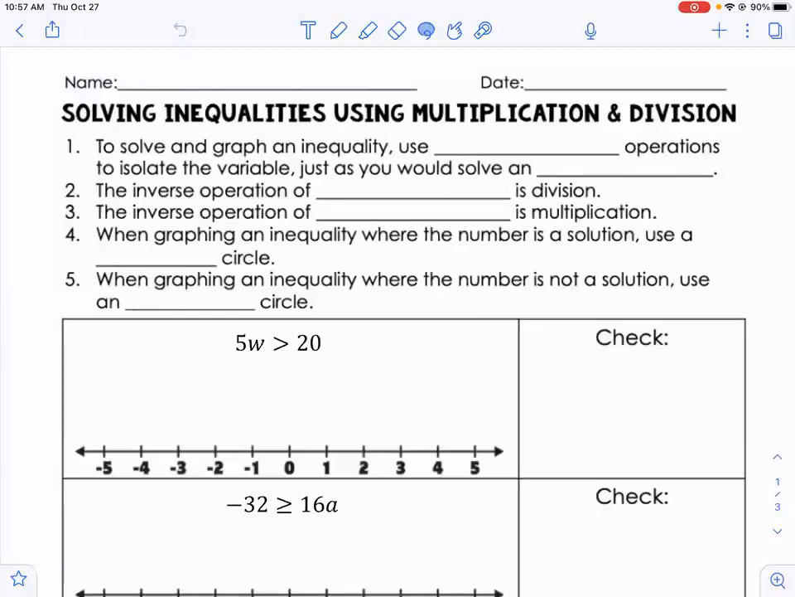Okay, so like somebody mentioned, we do have a graded assignment today. So I would like to get through notes. I would like to get through some practice to where once I know that you can do this, I'll give you your graded assignment. Okay?